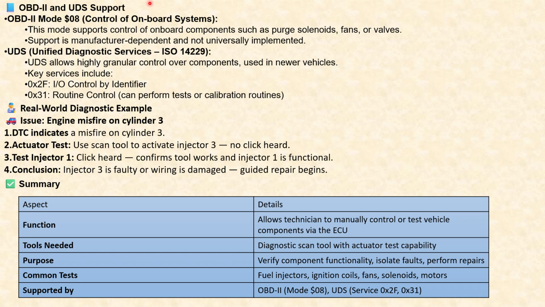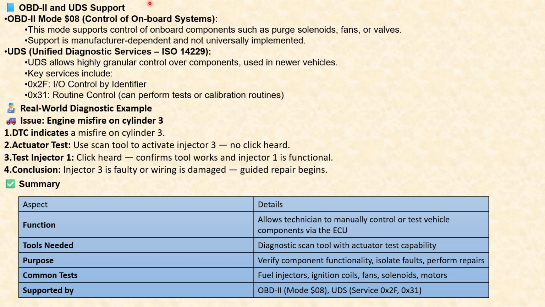So naturally you have to implement guided repair, whether you have to repair the wiring or replace the injector, whatever corrective action needs to be done. Okay, so in summary, the function allows a technician to manually control or test vehicle components via the ECU. Now coming to the tools needed: diagnostic scan tools with actuator test capability. The purpose is to verify component functionality, isolate faults, and perform repairs. So these are the various purposes.